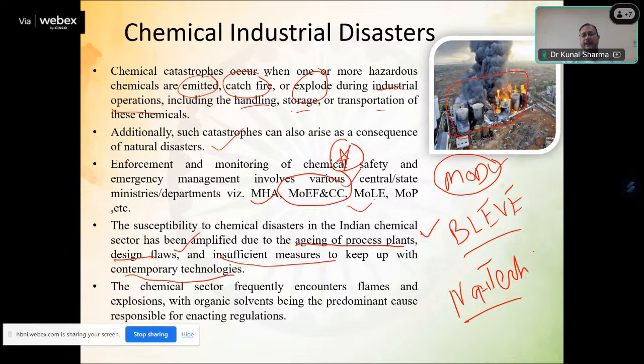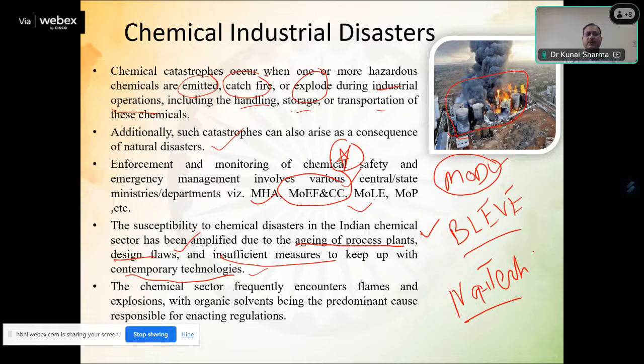Design flaws: yes, we have developed the design, and it is very stringent. It does not change day by day. But if there is a certain modification or change done by the agencies or industries, it can impact chemical industrial disasters. And then, insufficient measures to keep up with contemporary technologies. When we have to increase production, develop new technologies, or go for new processing, there are certain measures. But a country like India has faced in the past that certain measures are not sufficient to cope with contemporary technology. This is again a big thing that triggers chemical industrial disasters.